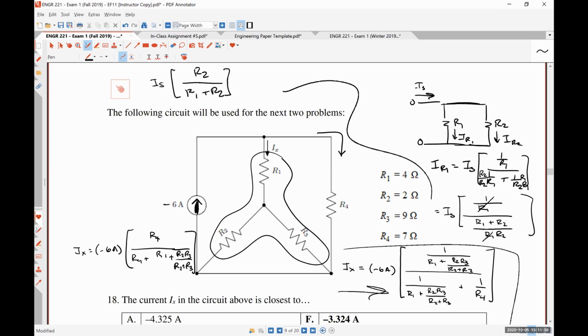Dr. Hartman, could you explain why you made the 6 amps negative in this case? It all goes back to this drawing right here. The current flowing into the node. I'm trying to find IX, which is the current going down, right? Yes.